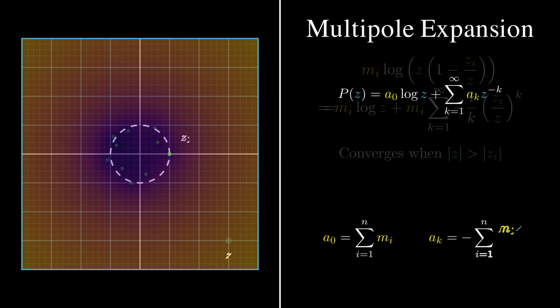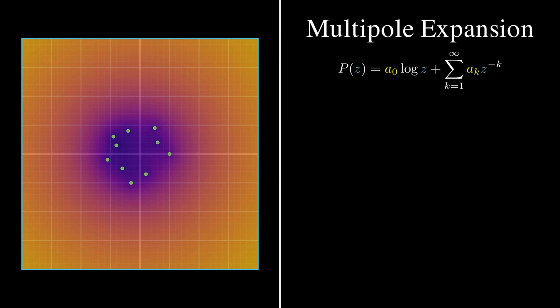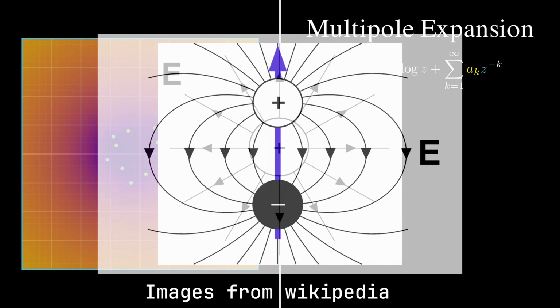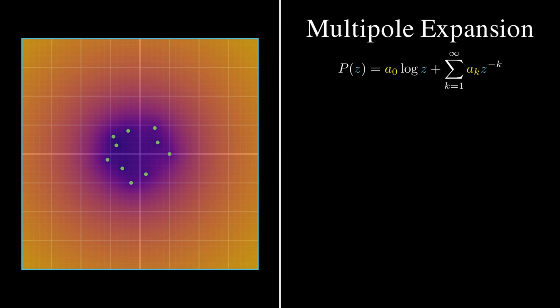This type of series is known in math as a Laurent series, but this algorithm calls it the multipole expansion. In physics, the word multipole comes from electromagnetism. A monopole is just a point charge, a dipole is a positive and negative charge, and so on. Anyways, this is transferred over to our masses here.